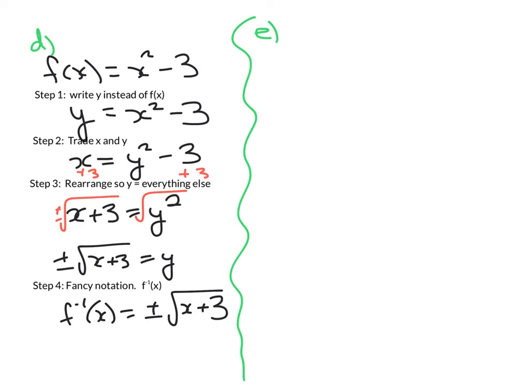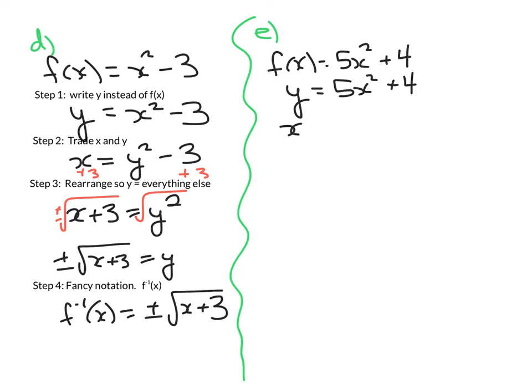Because this algebra is so much fun, let's do another one. Let's say f of x is equal to 5x squared plus 4. Still following our steps, we're going to write that as y equals 5x squared plus 4. And then we're going to write x equals 5y squared plus 4. Time to rearrange. We're going to minus 4 from both sides. So I now have x minus 4 equals 5y squared.